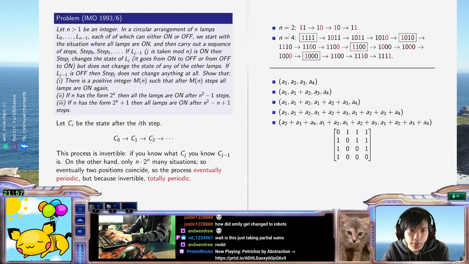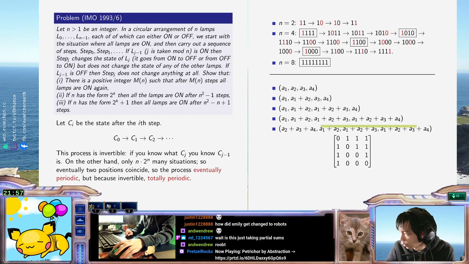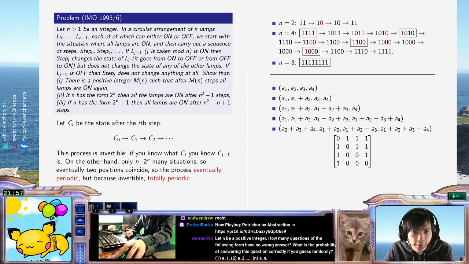So for n equals 8, the first box string is 1 1 1 1 1 1 1 1. And the rule is that you take the partial sums, and then these are the partial sums, and then these are the sum of everything else. So I believe it'll always be 1, right? Yeah, okay. So partial sums are 1 0 1 0 1 0 1 0.